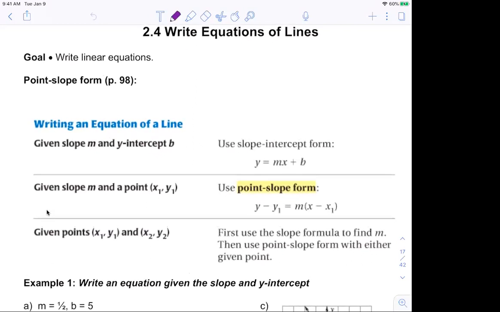And our goal really is to write linear equations. So write equations of a line depending on the information that you're given. And the first term here you have is point slope form. And point slope form is one way that you can write an equation of a line.